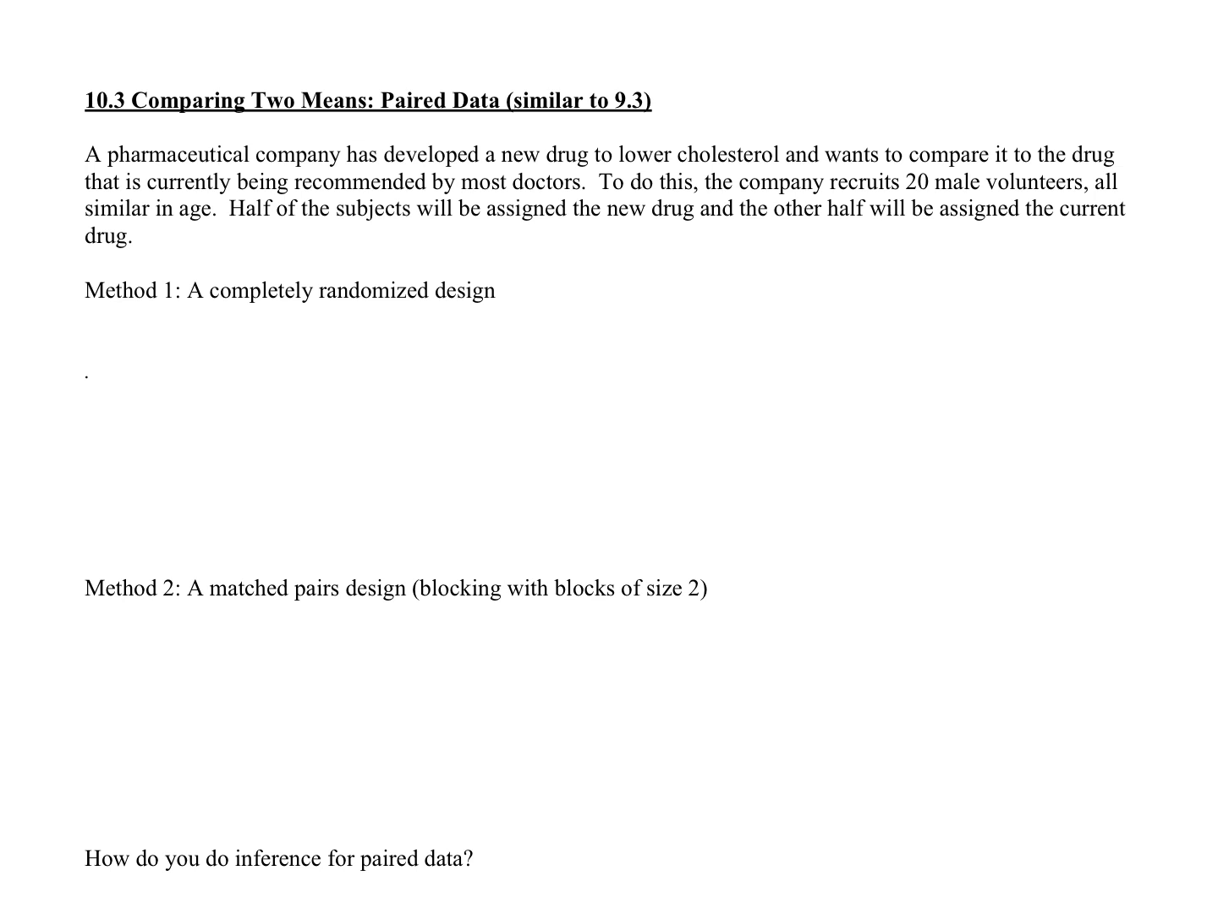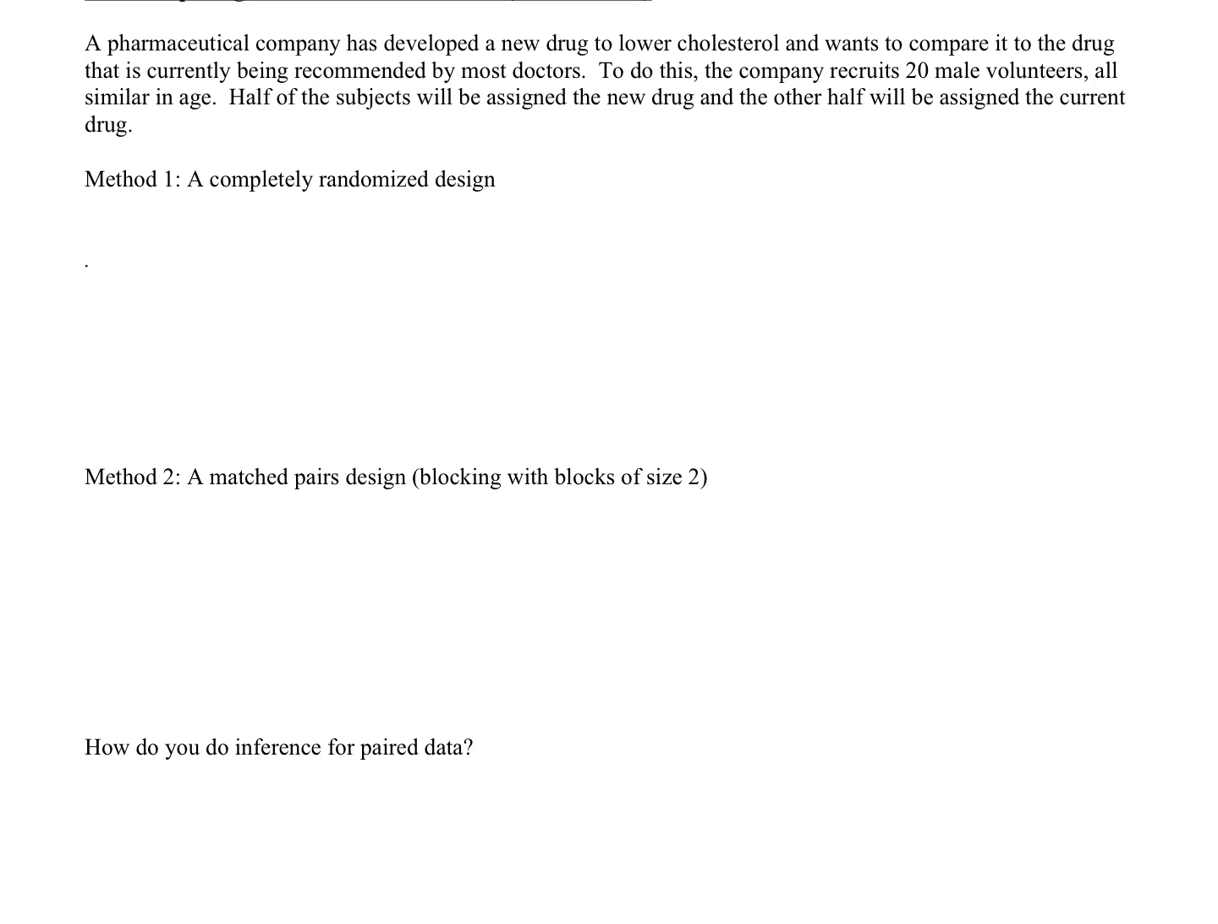A pharmaceutical company has developed a new drug to lower cholesterol and wants to compare it to the drug that is currently being recommended by most doctors. To do this, the company recruits 20 male volunteers, all similar in age. Half the subjects will be assigned to the new drug, and the other half will be assigned to the current drug. There are 2 different ways that we could do that. The first one is a completely randomized design. What that means is you take those 20 volunteers and you somehow split them into 10 and 10.